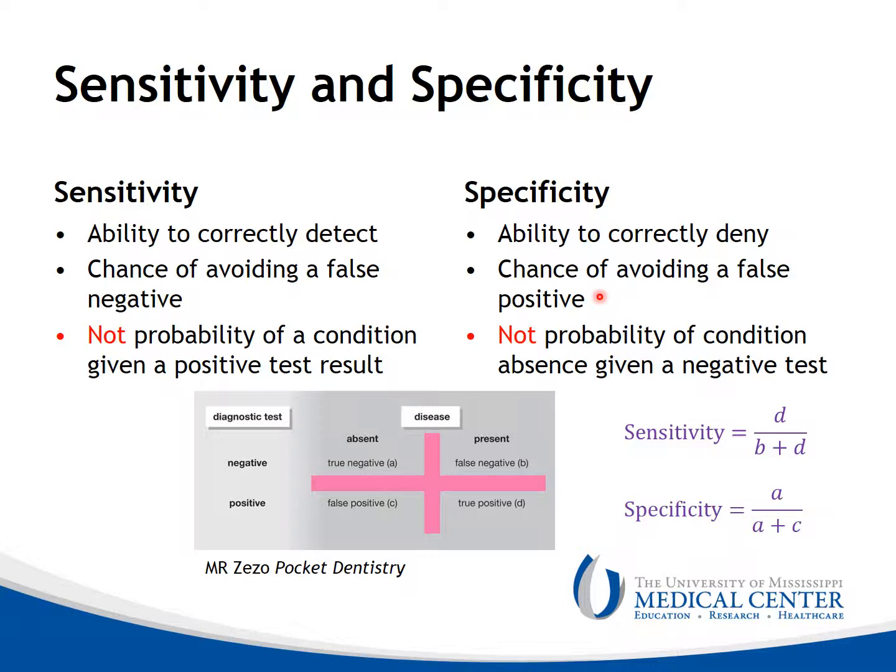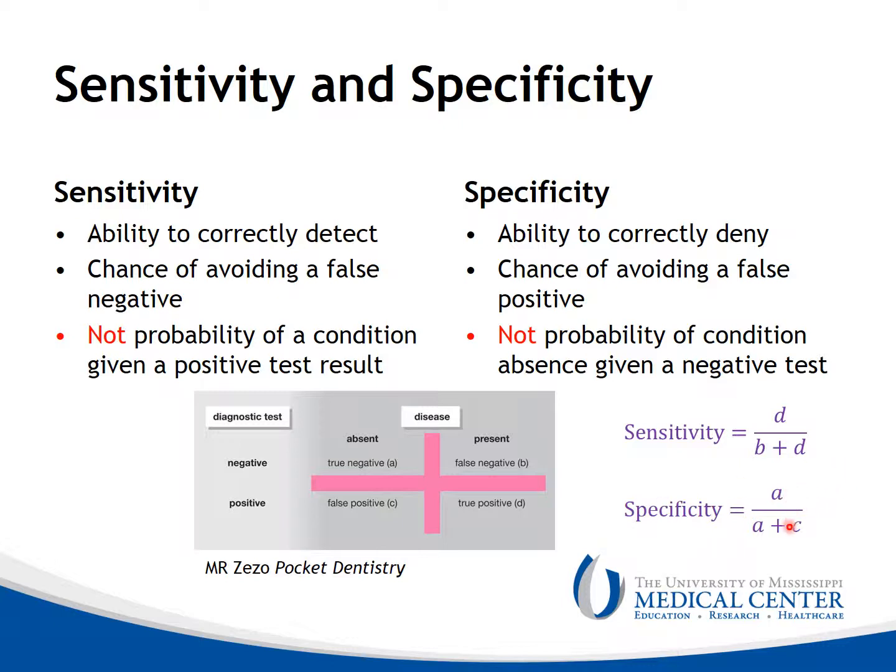And here's a table to kind of illustrate that for you. If the disease is absent and the test gives a negative result, then it's a true negative. But if the disease is absent and the test gets a positive result, then it's a false positive. And we can calculate the specificity of a test by taking the number of true negatives and dividing it by the total of true negatives and false positives. So A over A plus C is the specificity.